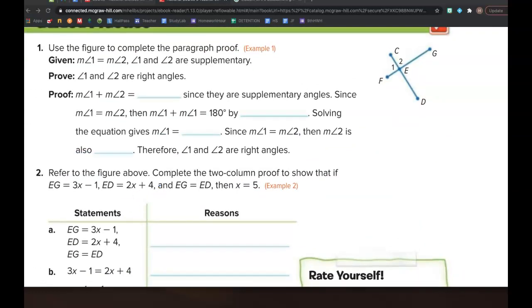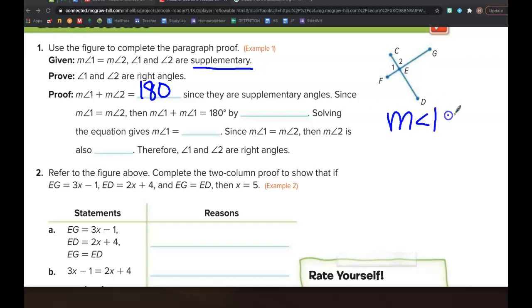It's giving us that the measure of angle 1 equals the measure of angle 2, and 1 and 2 are supplementary. We have to prove that 1 and 2 are right angles. So the measure of angle 1 plus the measure of angle 2 equals what? How'd you get 180? Well, yes, but what in the given told us that they are 180? They are supplementary, therefore we do know that if we add them together, we will get 180.